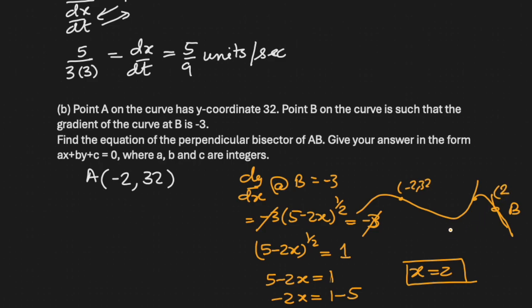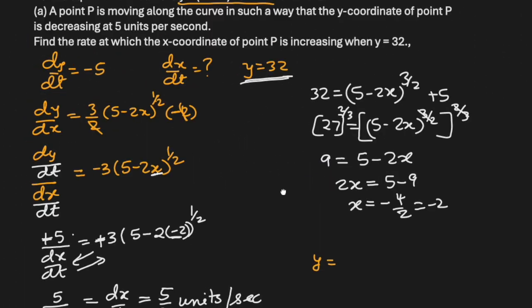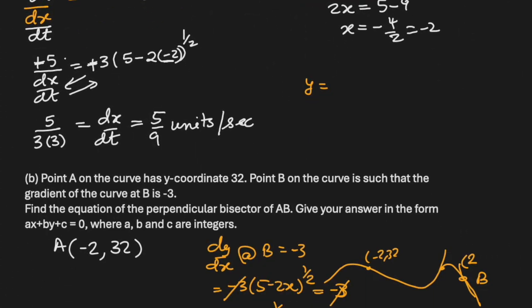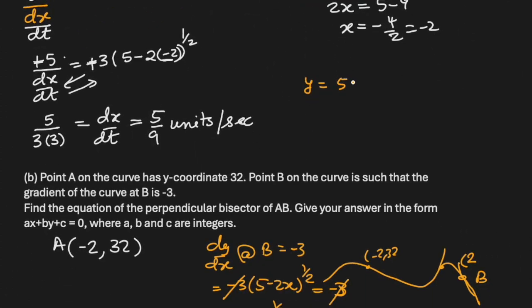So what will be the y coordinate? Let's find the y coordinate here by substituting in the main equation. What was that? y equals 5 minus 2x to the power 3 over 2, plus 5. This was the y coordinate. So 5 minus 4 is 1. 1 to the power 3 over 2 is 1, plus 5, 6. y equals 6. So it comes.